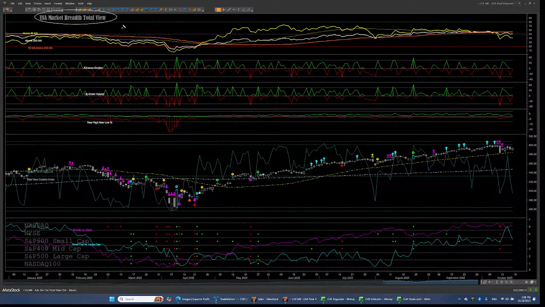Total view, the broadest view of the market, internal health check. After the cluster of Hindenburg-Omen, one of which was associated with a large distribution count, market is moving practically sideways. If this dashed yellow line, which happens to be the 50-day moving average, is broken to the downside, that will be bearish for the market.